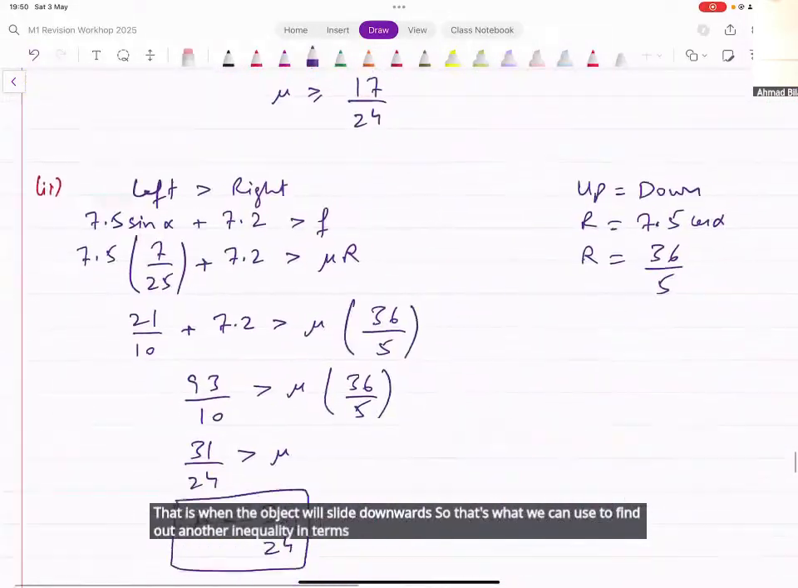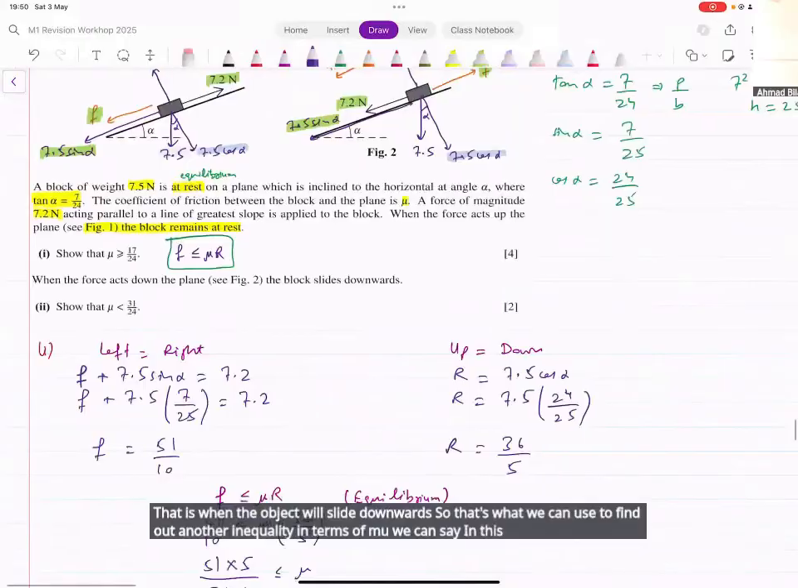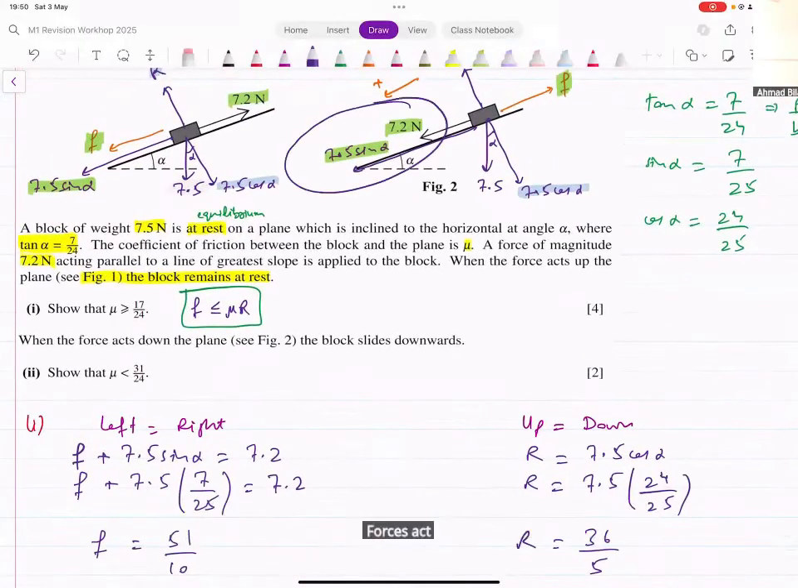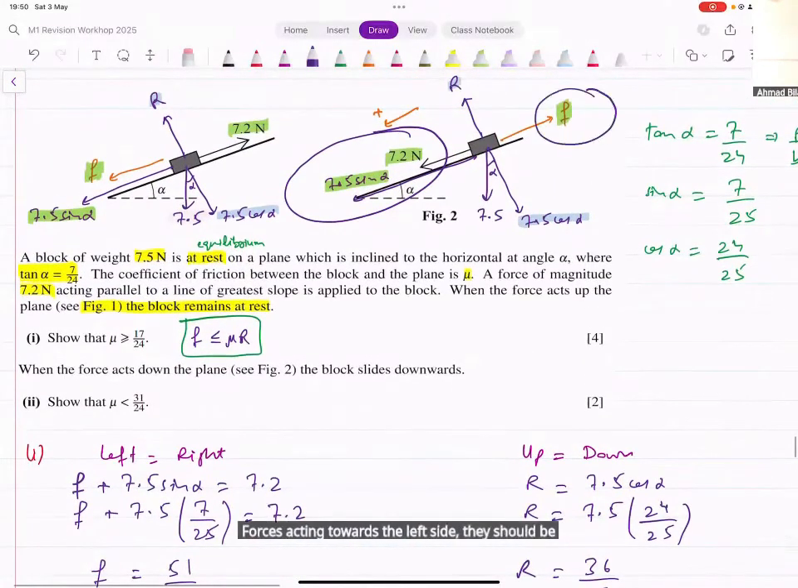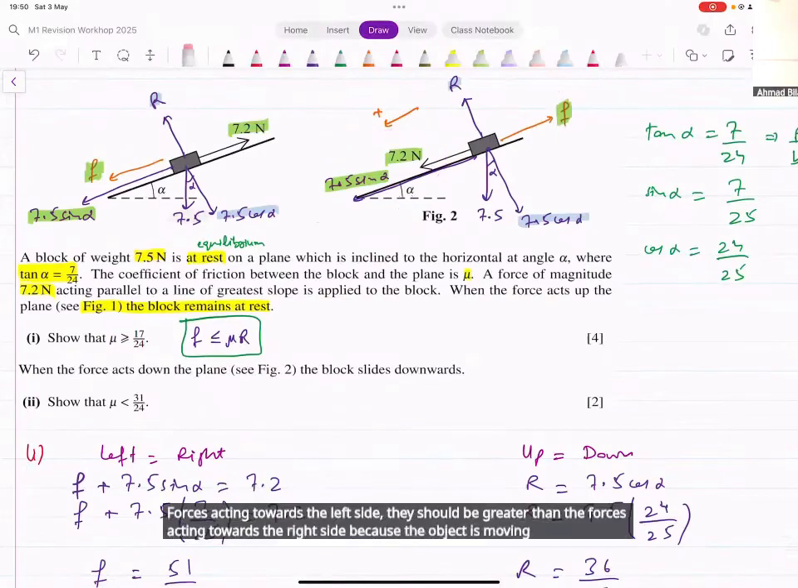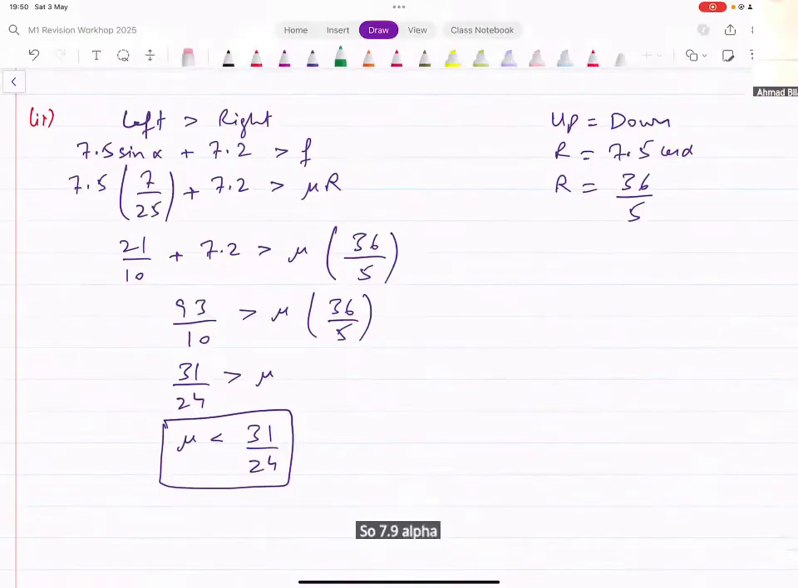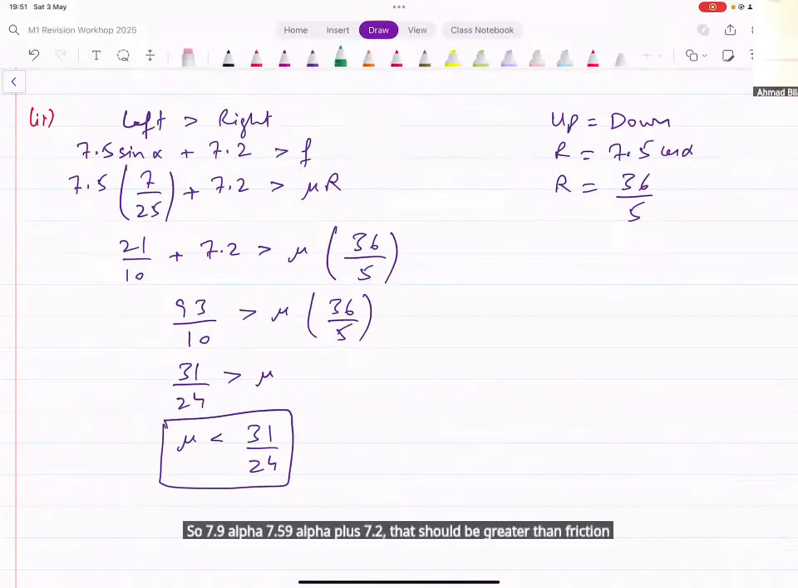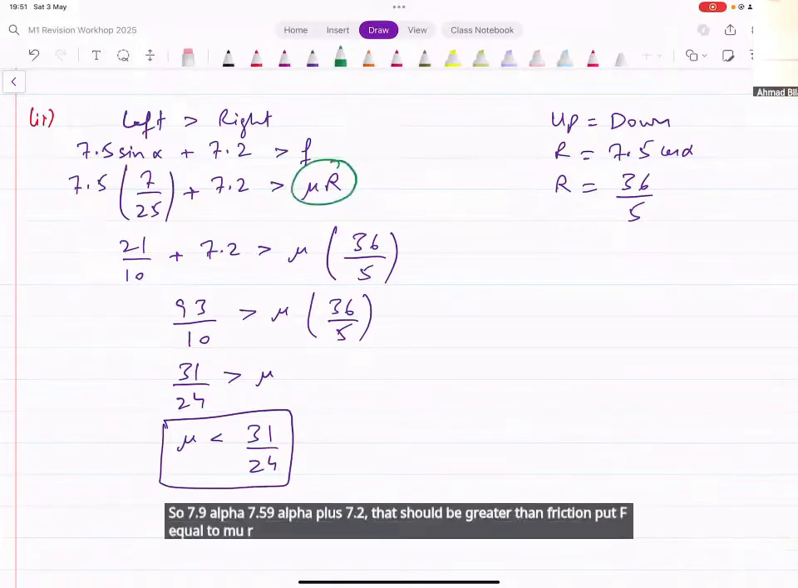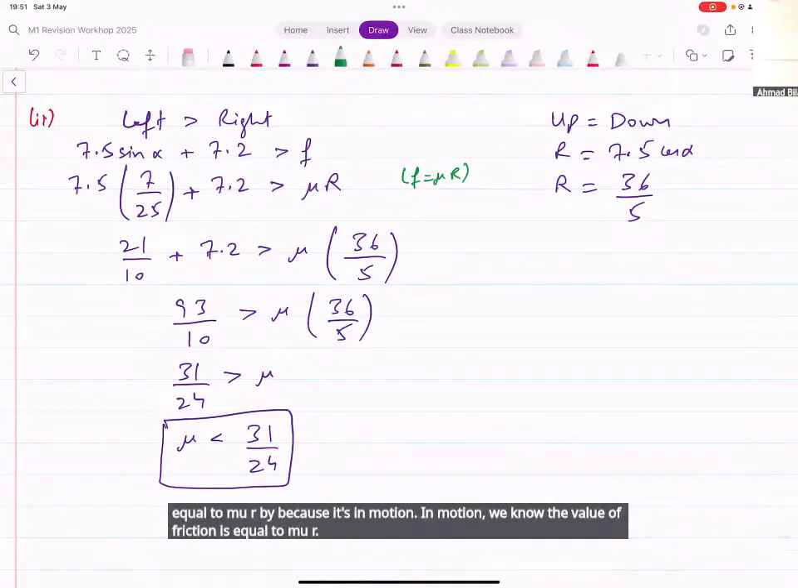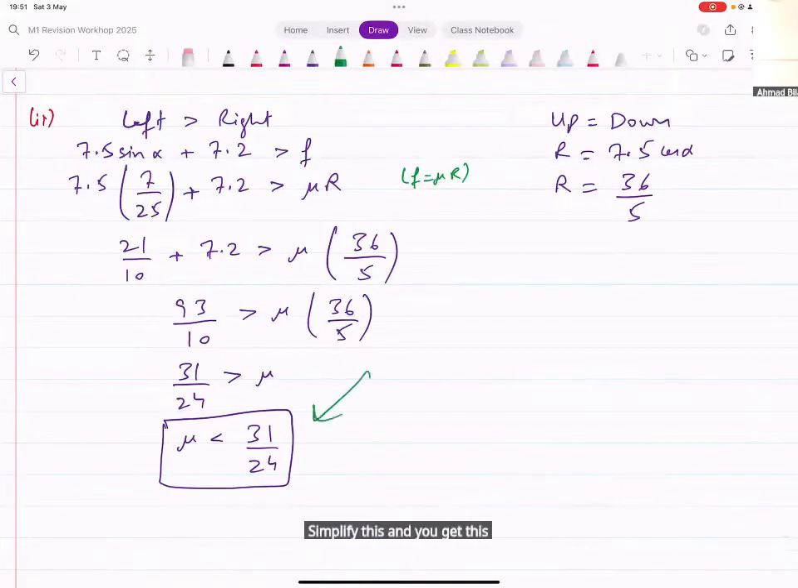We can say, in this case, forces acting towards the left side should be greater than the forces acting towards the right side because the object is moving towards the left side. So 7.5 sine alpha plus 7.2 should be greater than friction. Put F equal to mu r. Why? Because it's in motion. In motion, we know the value of friction is equal to mu r. Simplify this and you get an inequality in terms of mu.